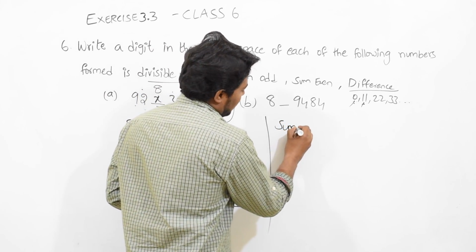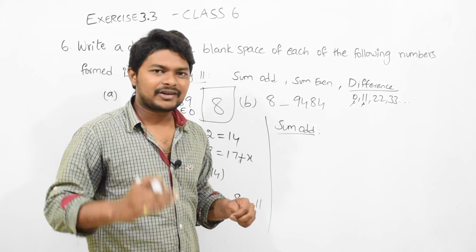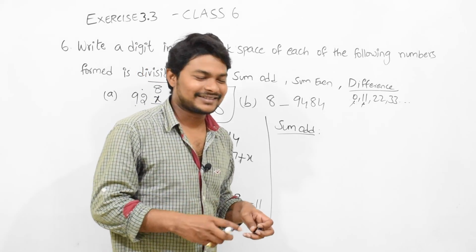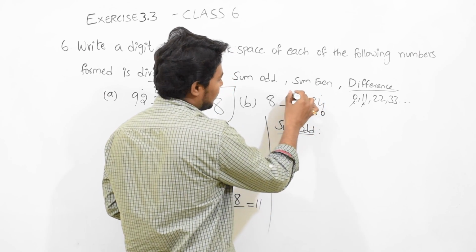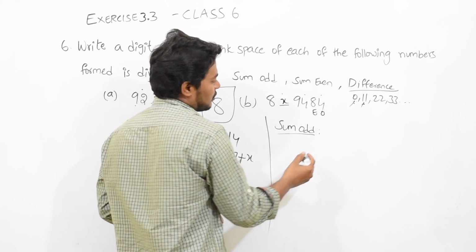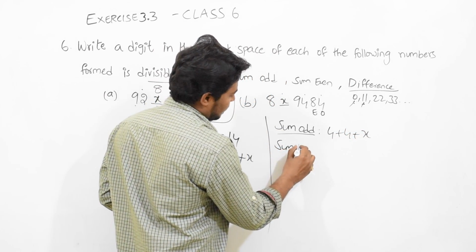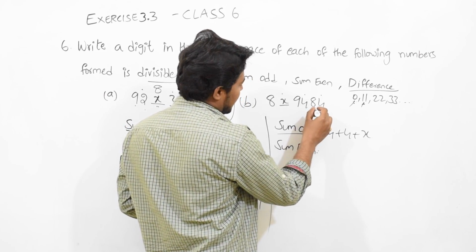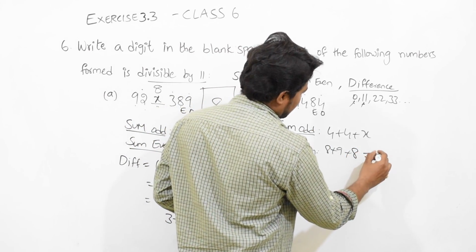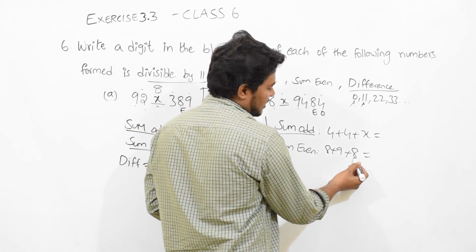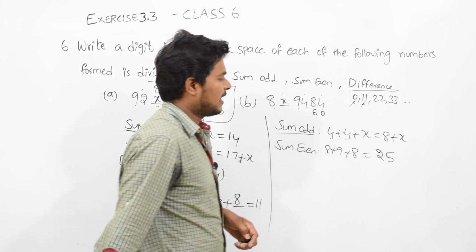Here, the sum of odd digits. People who know, just pause the video and carry on with your work. Okay, start. This is odd, this is even. 4 plus x. Here there is nothing, so take it as x. 4 plus x. Sum of even digits: 8 plus 9 plus 8. 8 plus 9 is 17, plus 8 is 25. Here 4 plus 4 is 8, plus x.